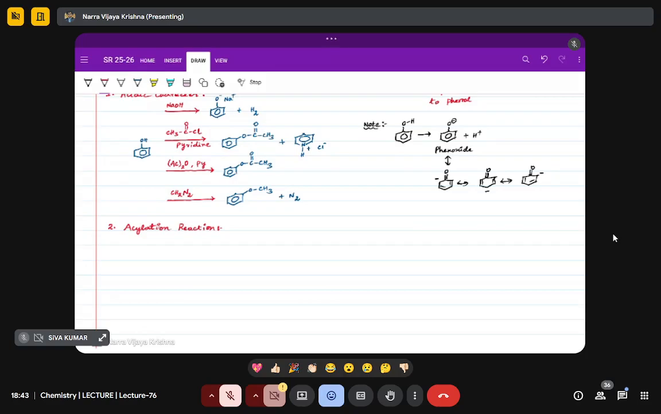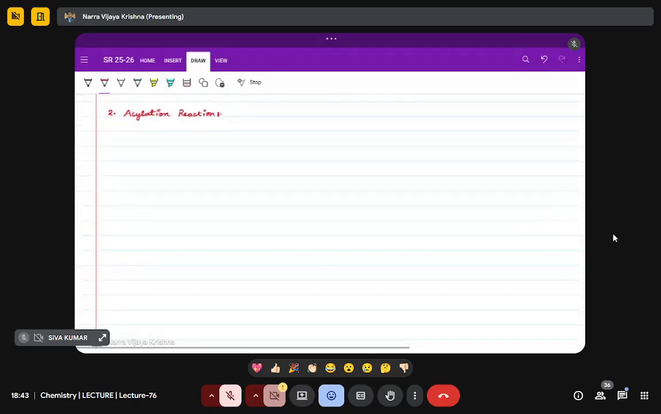So what they are saying is, with acid halides, it forms phenolic esters. Right? We call this process acetylation. So I am directly writing that reaction. Acetylation reaction.